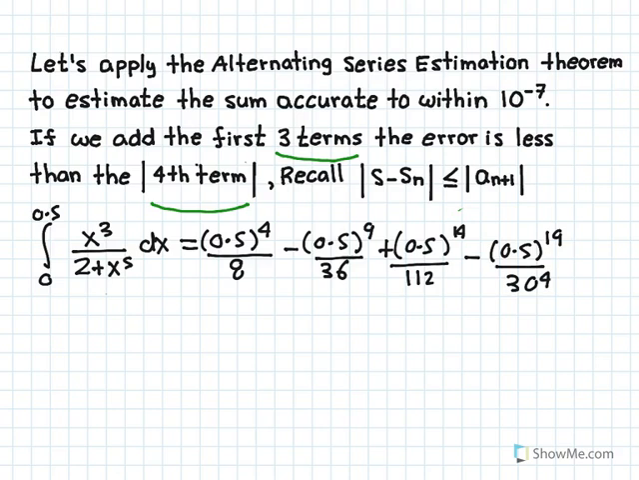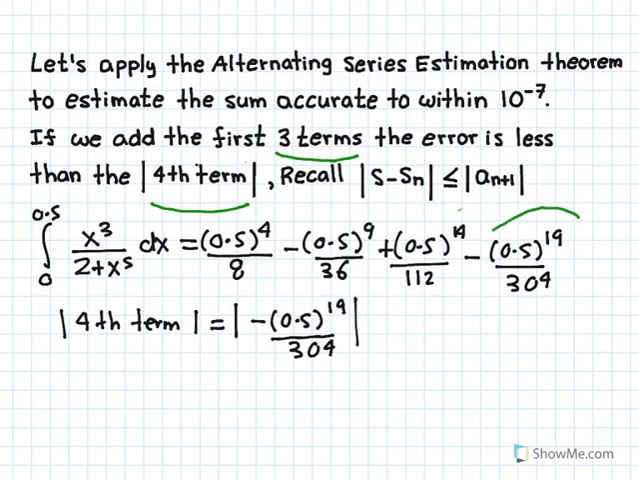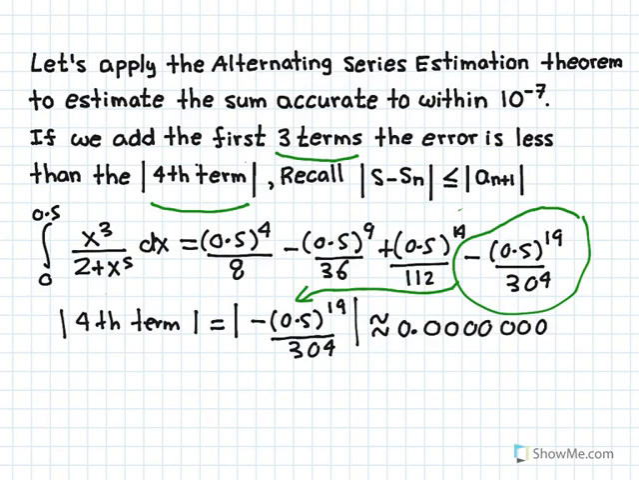So let's look at the absolute value of the 4th term. Absolute value of the 4th term is equal to the absolute value of negative 0.5 to the power of 19 divided by 304. We calculate this, and this comes out to 0.0000006, that is, 7 zeros after the decimal point and then a 6. And this is definitely less than 10 to the power of minus 7.